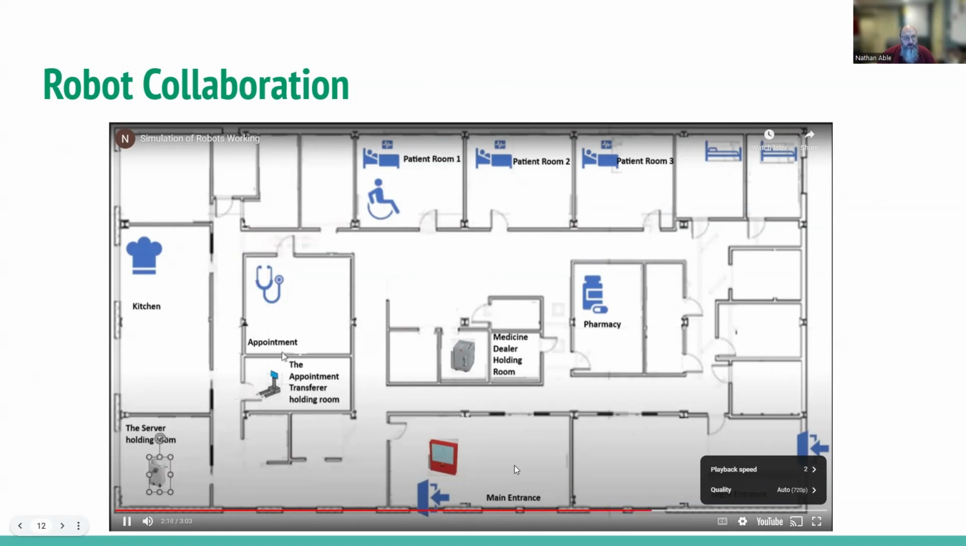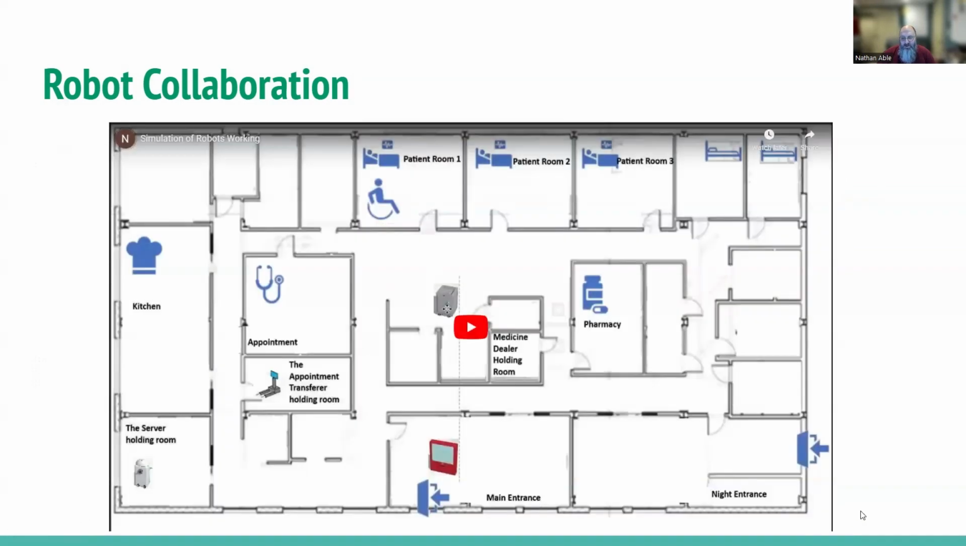The appointment transfer is dispatched to collect the patient that has an appointment. It will clamp onto the patient's wheelchair or bed and take them to their appointment. At the end of their appointment, it returns the patient to their room and then goes back to its holding area until its next use. At the end of the day, the greeter is moved to the nighttime entrance to serve in the same capacity as the daytime.